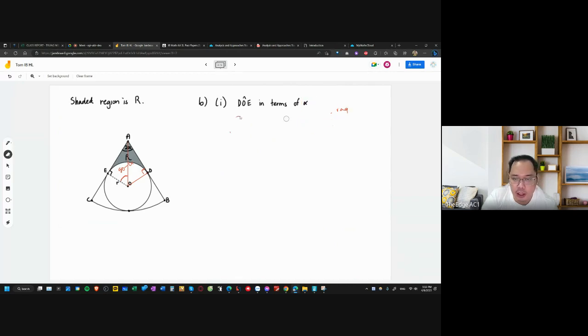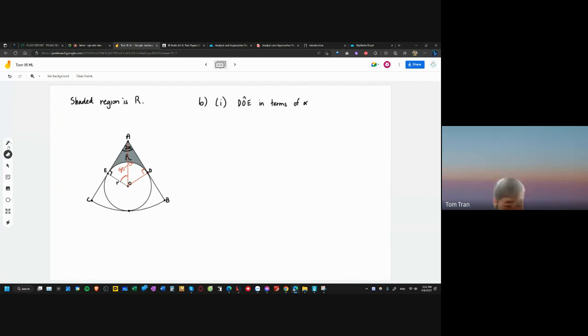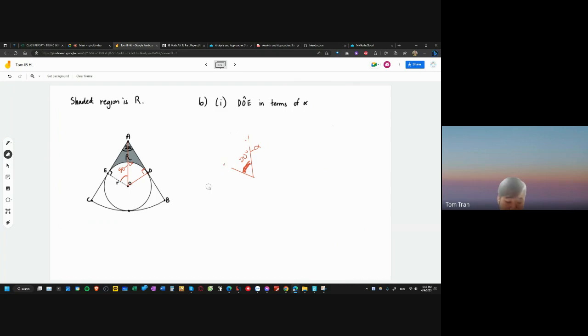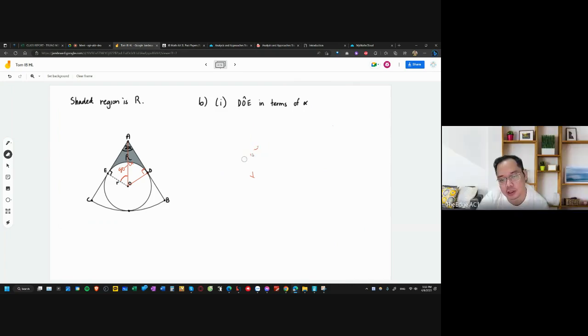Okay, and why is it 90 minus alpha again? Because this angle here is a right angle, and this angle is alpha, and therefore the remaining angle here is 90 degrees minus alpha, because the sum of the three angles in the triangle is 180 degrees. Or in a right triangle, the two angles here and here are complementary angles, meaning their sum is 90 degrees. Very simple like that.